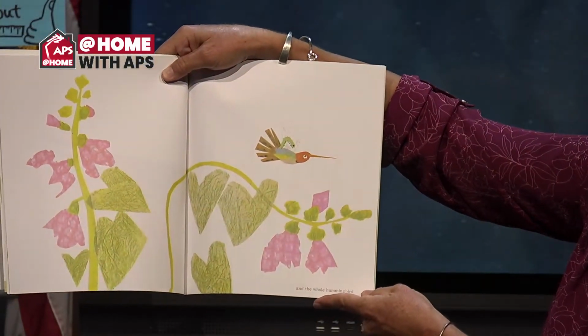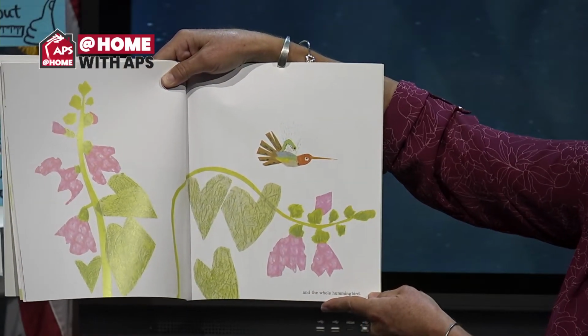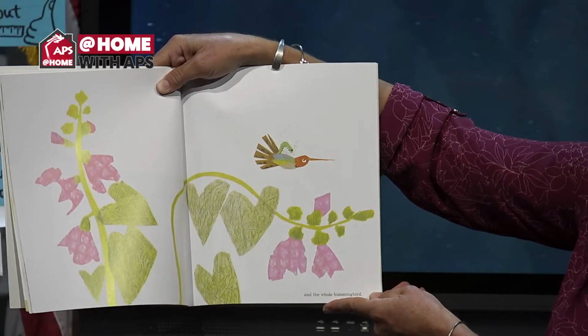And he measured the whole hummingbird. We have hummingbirds here in Albuquerque right now, don't we? And they are very, very small birds, aren't they?